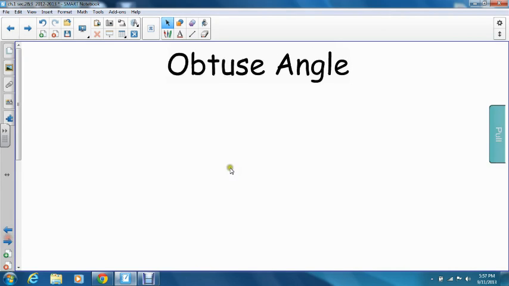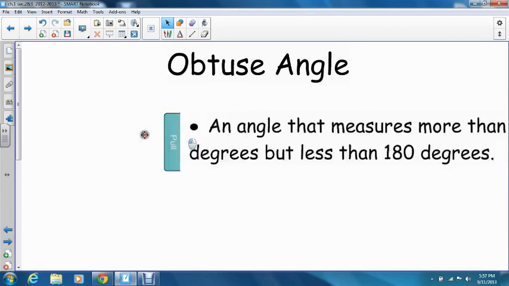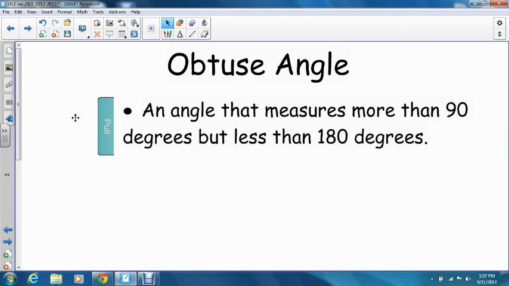And then finally, the other term, you should know this one already as well, is an obtuse angle. Now here's a big difference in maybe what you were told earlier in your life, that an obtuse angle is greater than 90, but less than 180. A 180 degree angle is something completely different, and we'll talk about that in the coming days. But an obtuse angle is more than 90, less than 180.